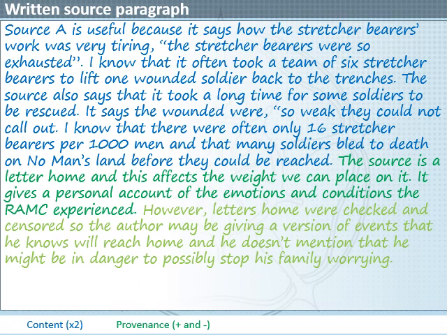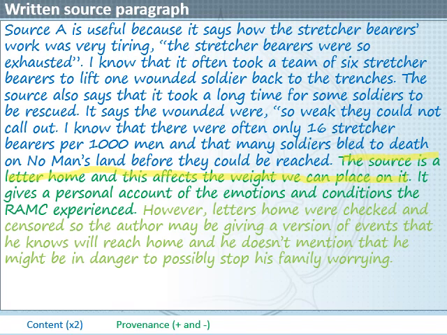So let's have a look at how this works. I'm very keen on this first sentence. I just reintroduce the source. So I'm introducing this phase of my paragraph. And I'm just noting that the source is a letter home. And it's this phrase here that I'm keen on. And this affects the weight that we can place on it.